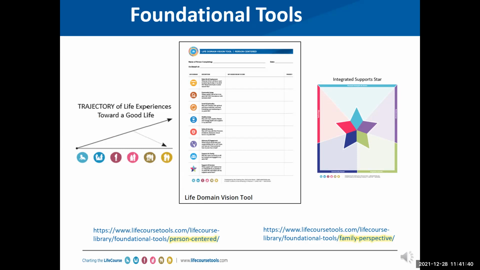These are kind of worksheets, if you will, that capture your thinking and allow you to be able to share your thinking over time. You'll see when you look at the Charting the Life Course website that there are tools that are specific to people, person-centered tools, and there are tools that are particularly helpful for family perspective as well.